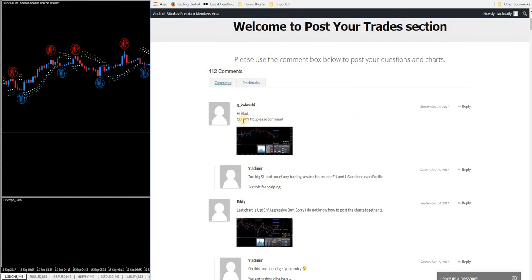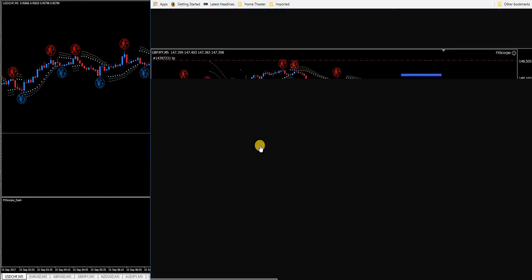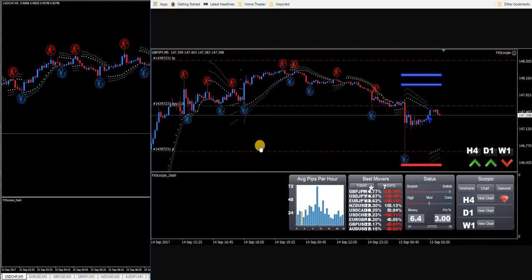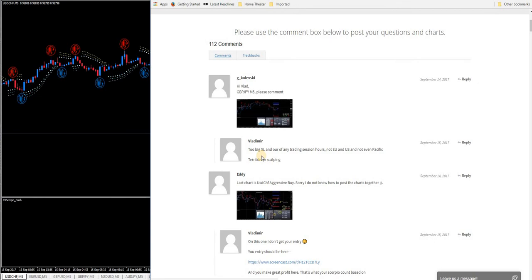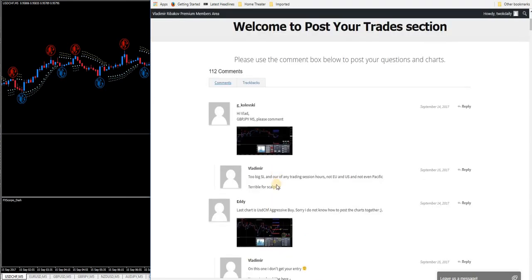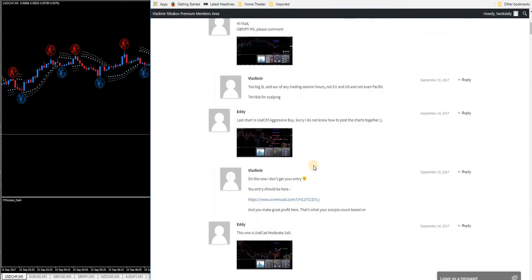All right, GBP Japanese yen. Let's see what this one looks like. This is a 5-minute buy setup. Let me see what happened here. Too big a stop loss, an R of any trading session hours, not EU and US, not even Pacific, terrible for scalping.